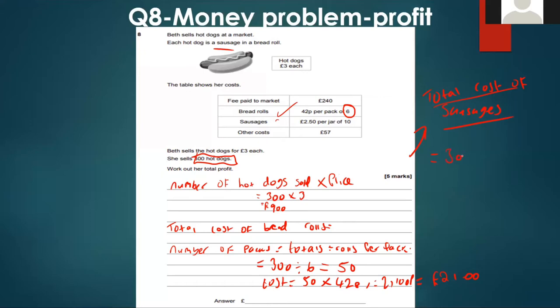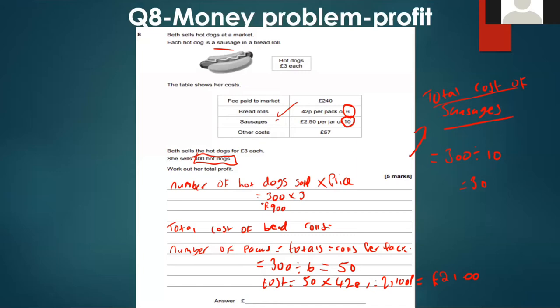So you've done 300. And how many bread rolls? The total rolls was 300. But how many sausages is it divided by? Well, it's going to be 10 sausages, because what you're doing is dividing that by 10, which is equal to 30. The reason you're dividing it by 10 is because you get 10 per jar. So the number of packets is equal to total rolls divided by sausages per pack.